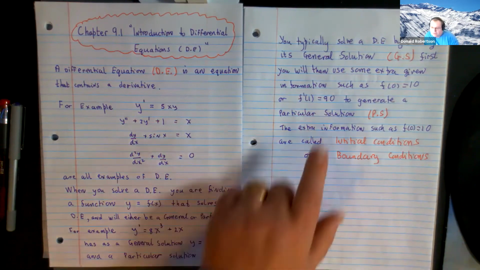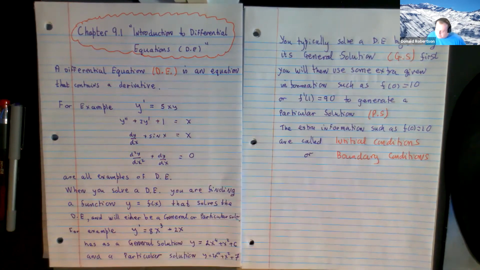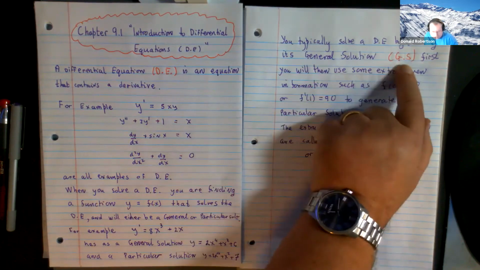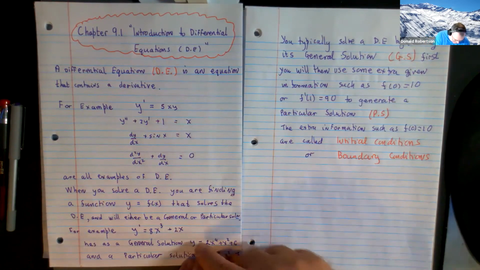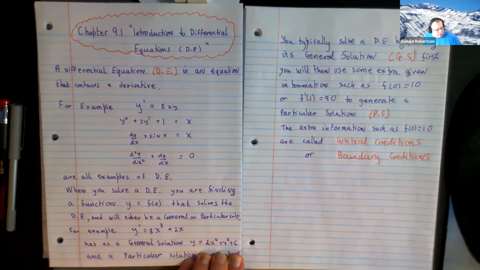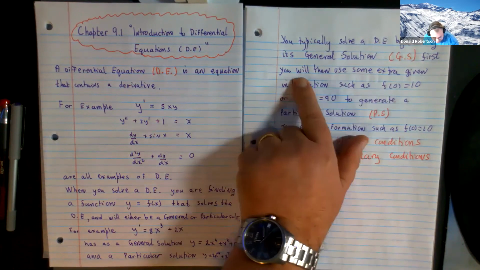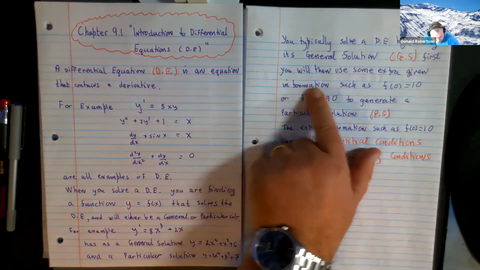Okay. Now this fellow over here, that's me just getting into some of the other jargon that we use. So typically when you solve a differential equation, you find its general solution first. So you find this one, and that might be all you're asked to do. But occasionally, quite a lot of the time, you then solve using some extra piece of information.